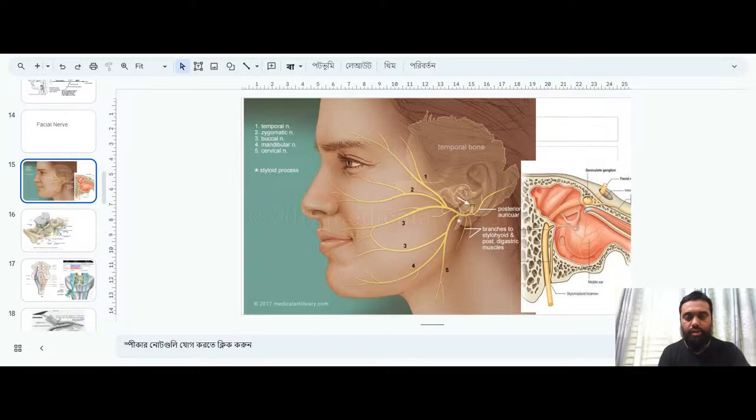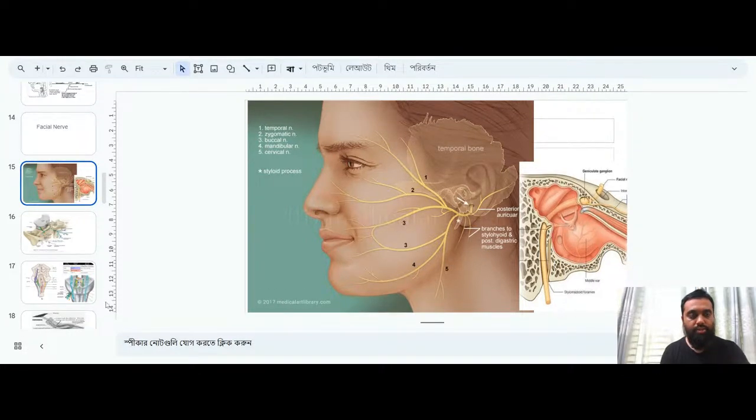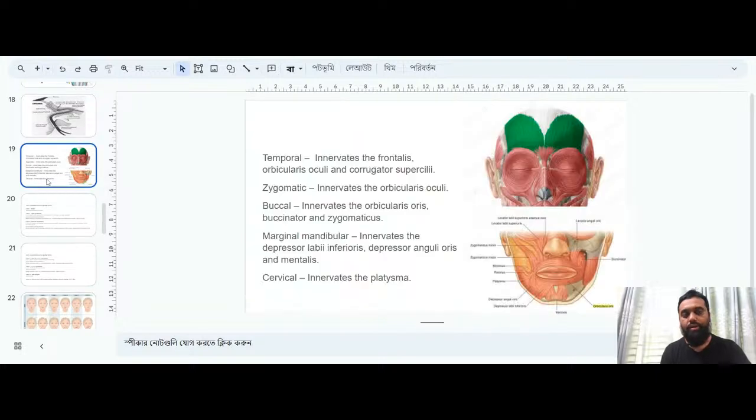Branch, that is the temporal branch, it supplies the extraocular muscles. Extraocular muscles. Here we can see some muscles. There are the muscles that supply here. Here we can see the muscles of the face. These muscles express our facial expression, and these muscles are supplied by the branches of facial nerves.